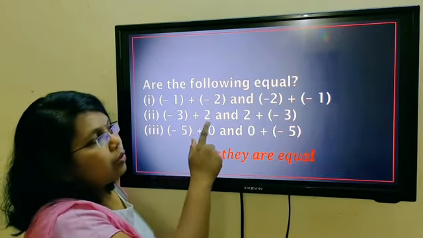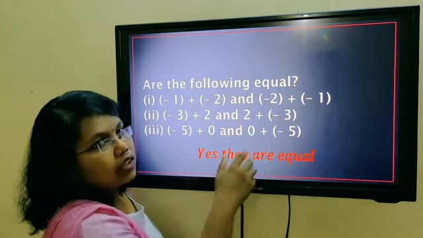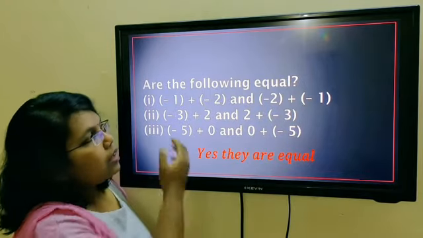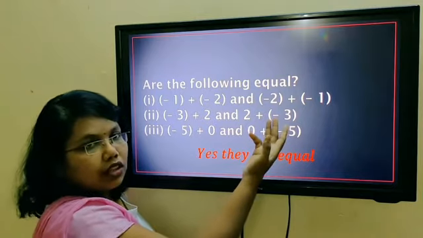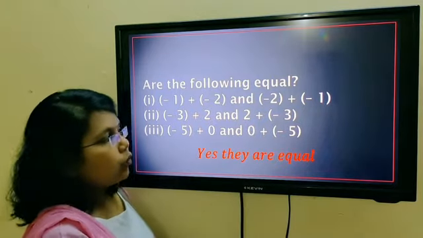-3 and 2, 2 and -3. When they are added, what do we get as an answer? -1 here and -1 here. So again they are equal.